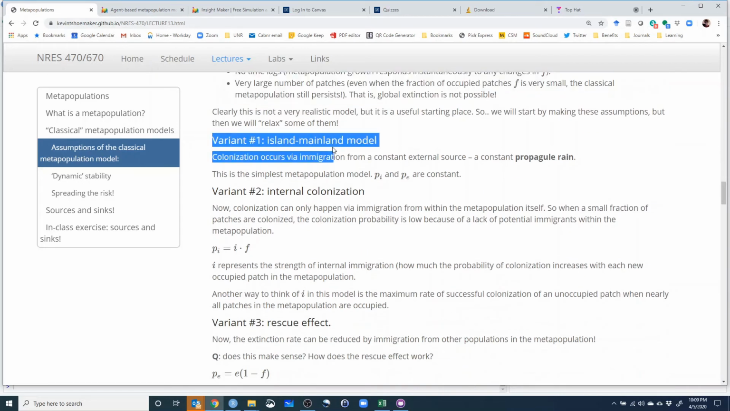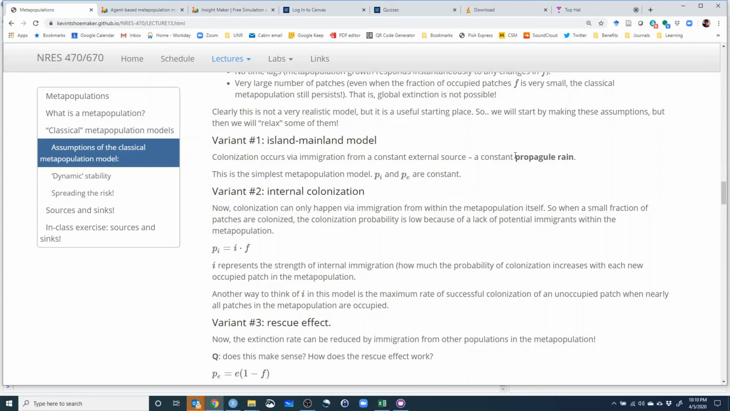There are several variants of the classical metapopulation model. One variant is the island mainland model, which we've already seen, where you have a huge mainland that donates individuals to the island populations. There's no immigration and emigration between the islands. All immigrants come from the mainland in the island mainland model.